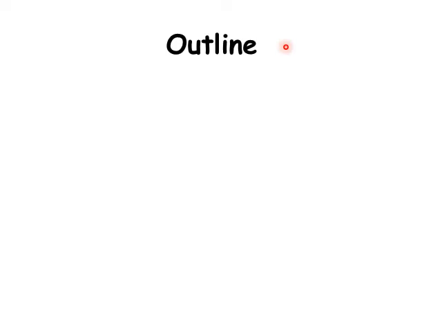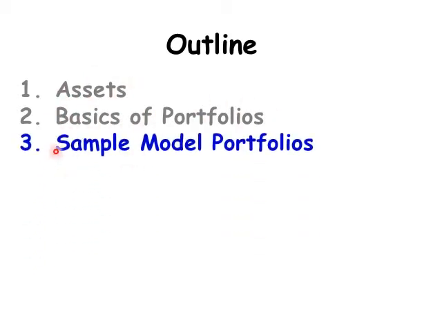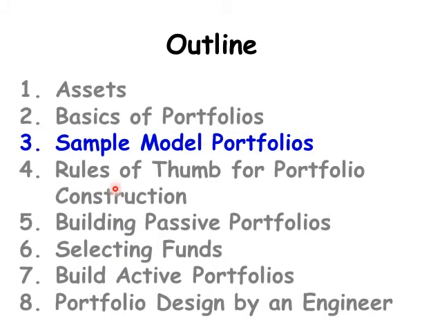Let's continue to the next section. So far we have done the section on assets and the section on basics of portfolios. Now we'll talk about sample model portfolios. The next section would be rules of thumb for portfolio construction and building passive portfolios. To build active portfolios, we would need to select some funds, and I will share how I do a portfolio design.